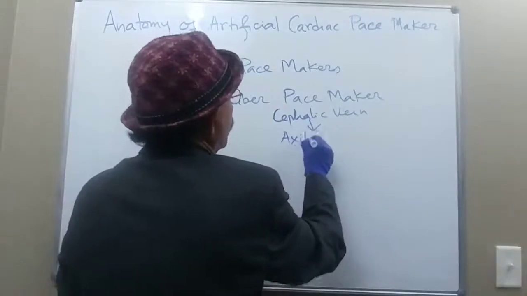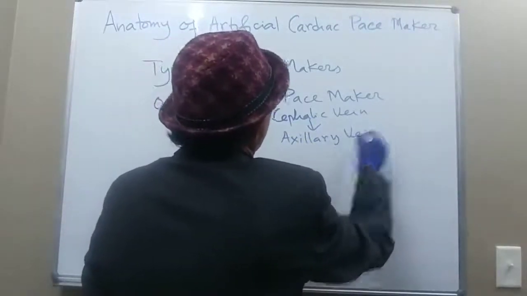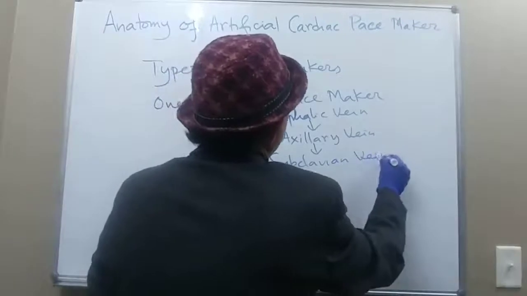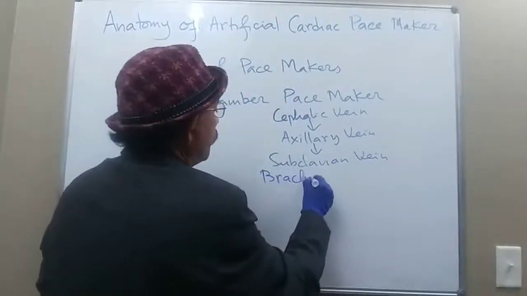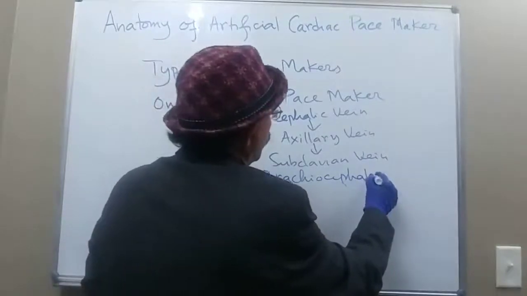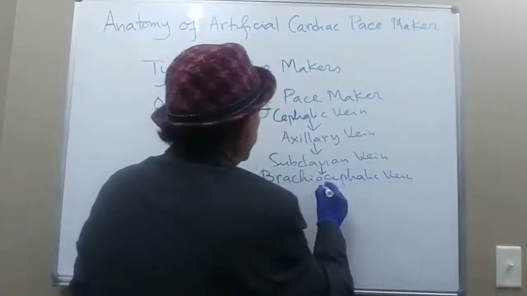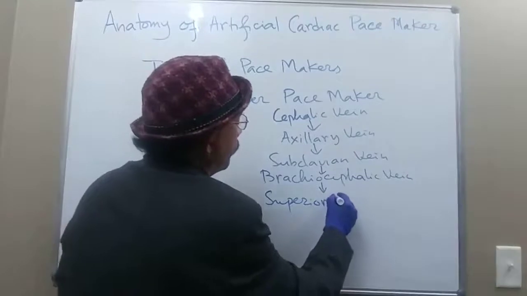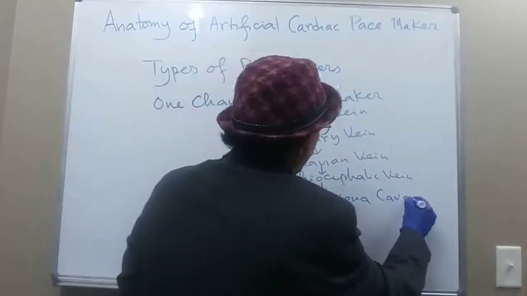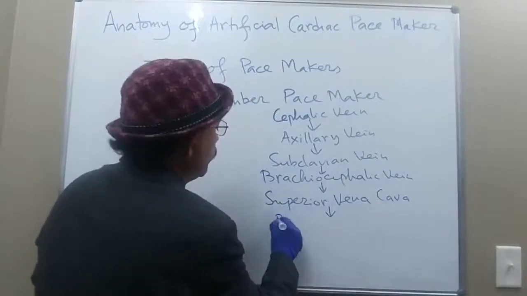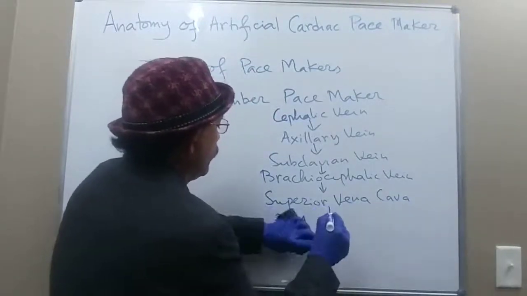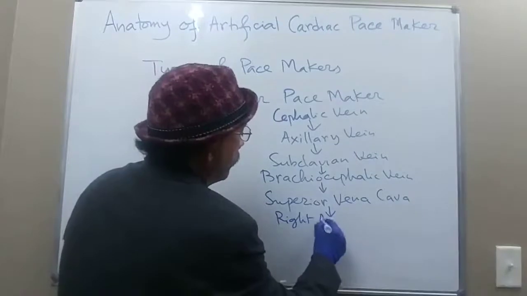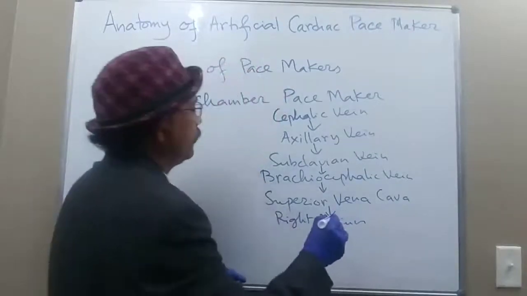axillary vein, then subclavian vein, then brachiocephalic vein, then we'll go to the superior vena cava, then we'll go to the right atrium. So that is the way.